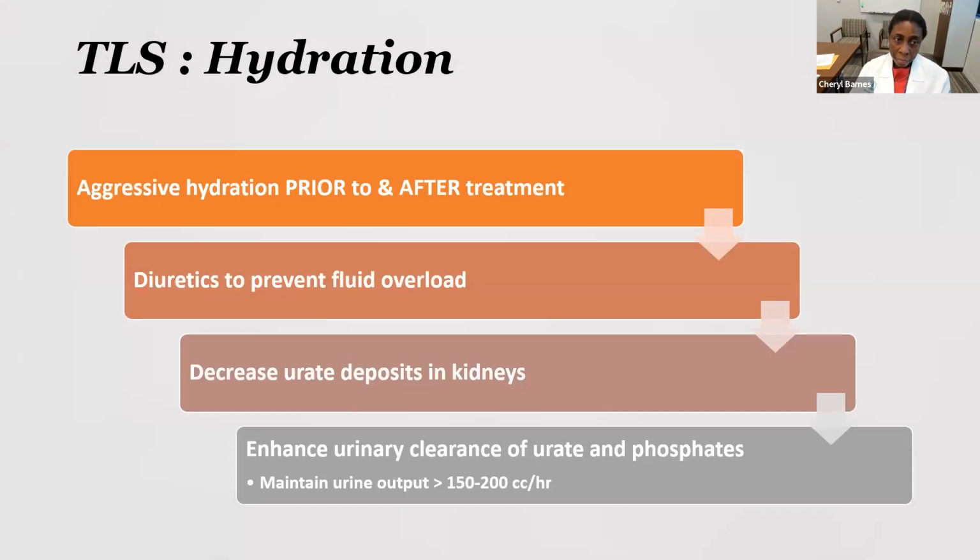So hydration. This is aggressive hydration prior to and after treatment. And this is almost an oxymoron, because I'm saying to hydrate them, give them fluid, but I'm also saying give them diuretics to prevent fluid overload. Especially those cardiac patients, you do not want them to get fluid overload, but you want them to be appropriately hydrated. You want to decrease the urate deposit in the kidney, and you want to increase urinary clearance of urate and phosphate. So you want to maintain a urine output of greater than 150 to 200 cc's per hour.